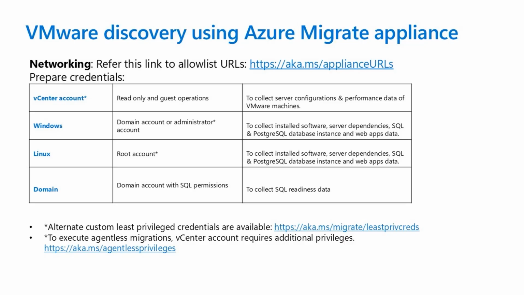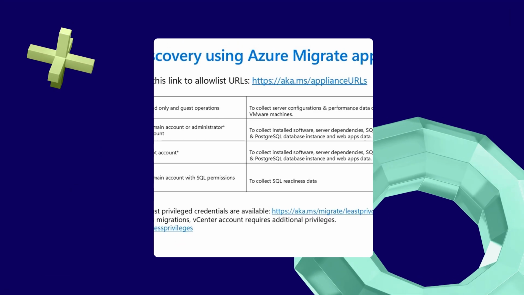To enable guest and workload discovery, which includes installed software, server dependencies, discovery of SQL, PostgreSQL, MySQL databases, and web apps, Windows Administrator and Linux root credentials are required. Alternatively, if providing administrator or root credentials is not feasible due to organizational security policies, custom least privileged accounts for Windows, Linux, and SQL can be created by following the Credentials Security Best Practices Guide.